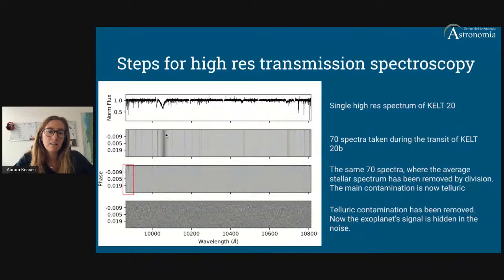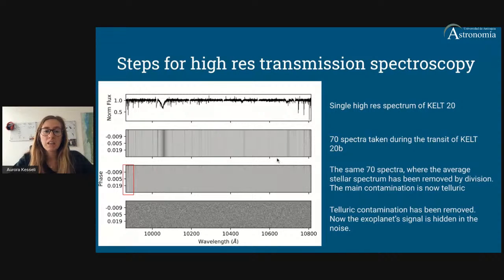And so you can see these darker black lines. This is the absorption line shown here. And this is just over time. So this is the same spectrum over time. And the star's spectrum is just completely dominating it.